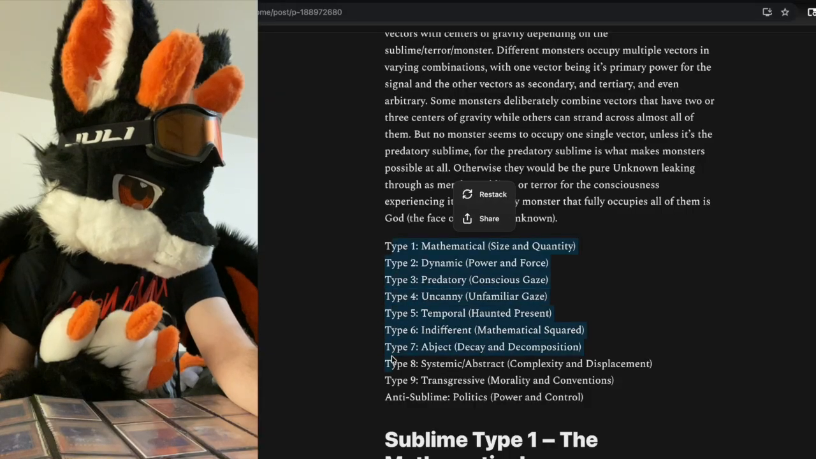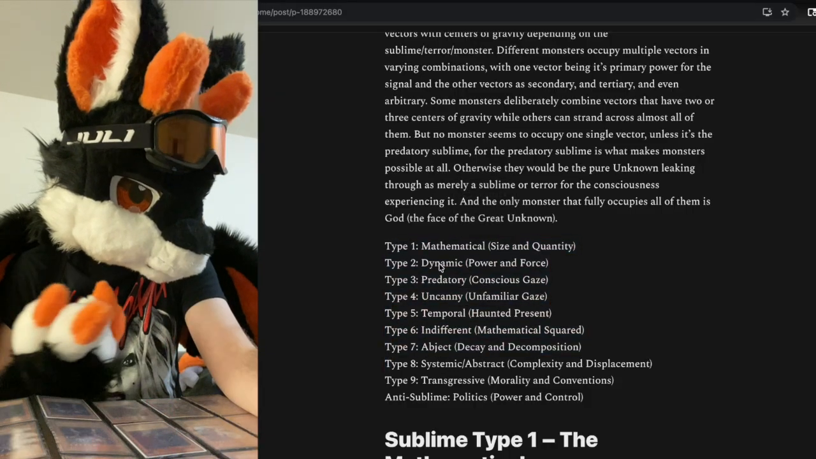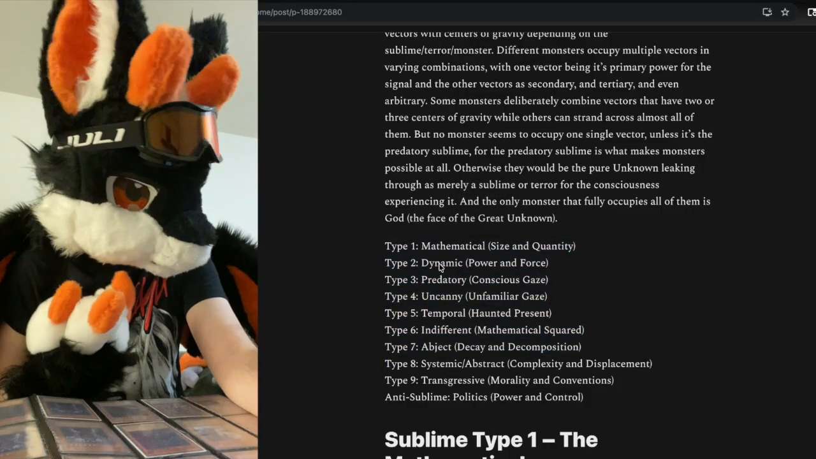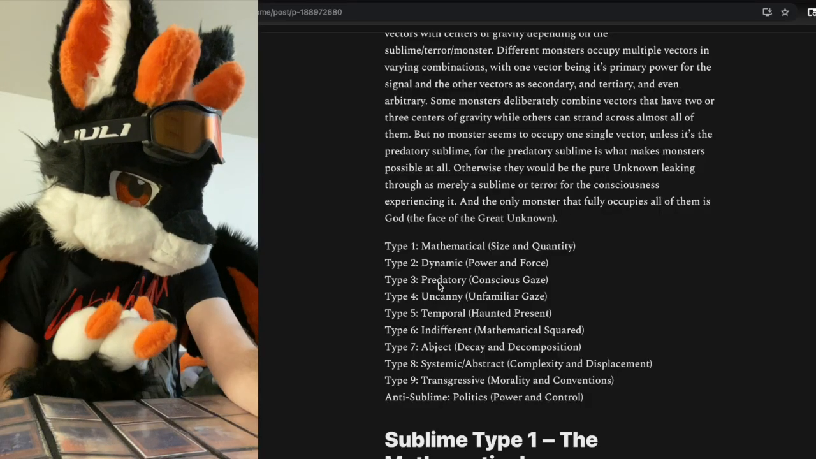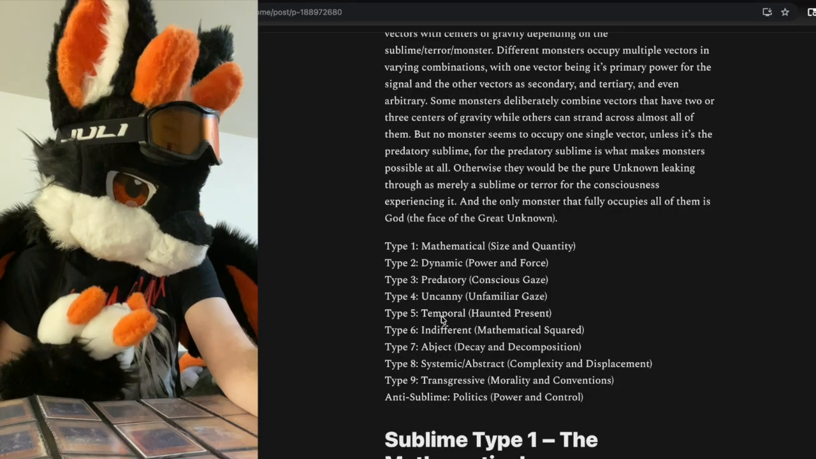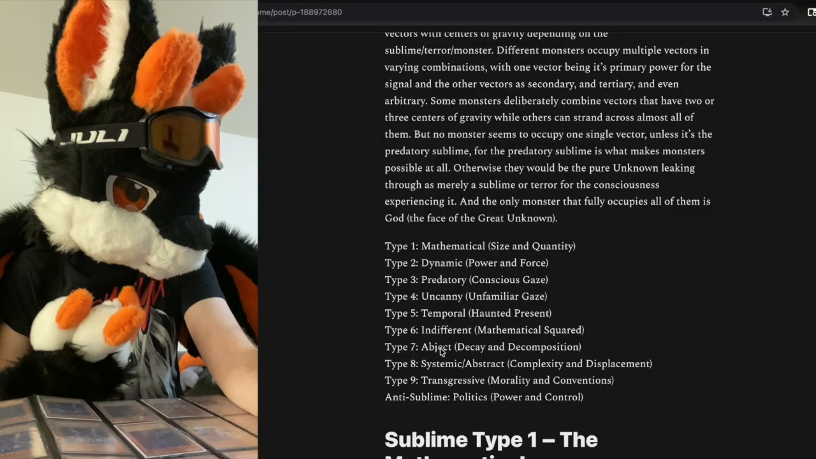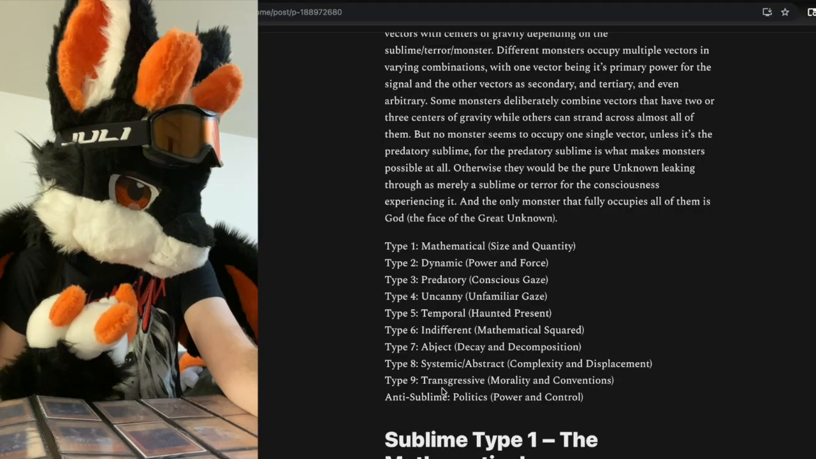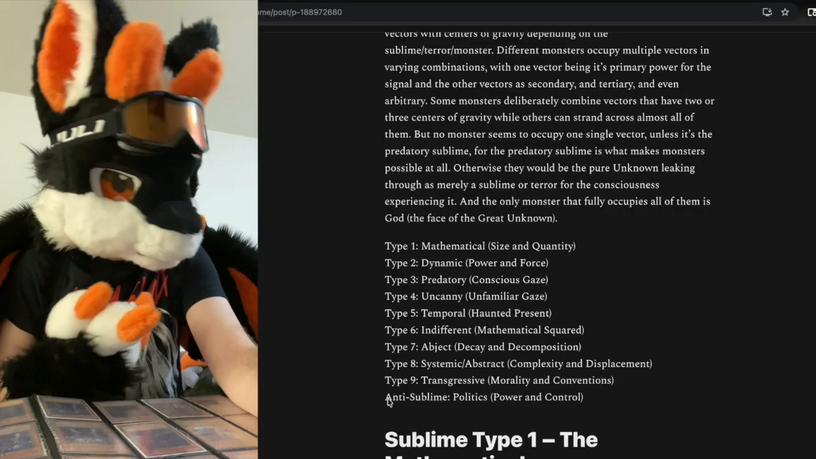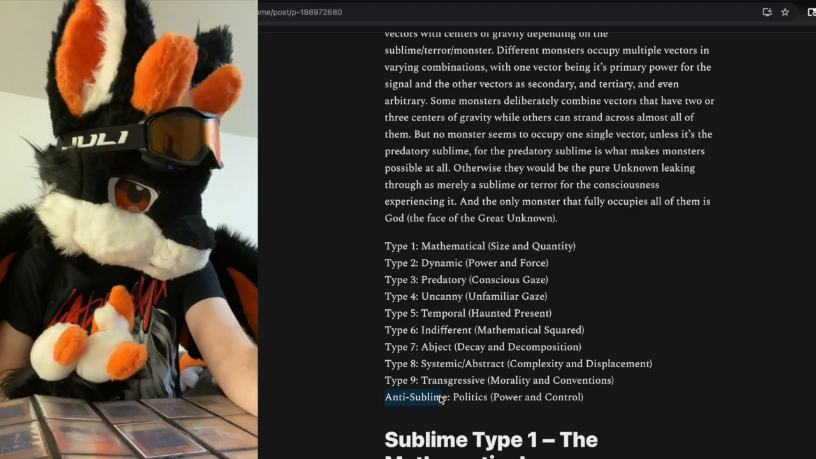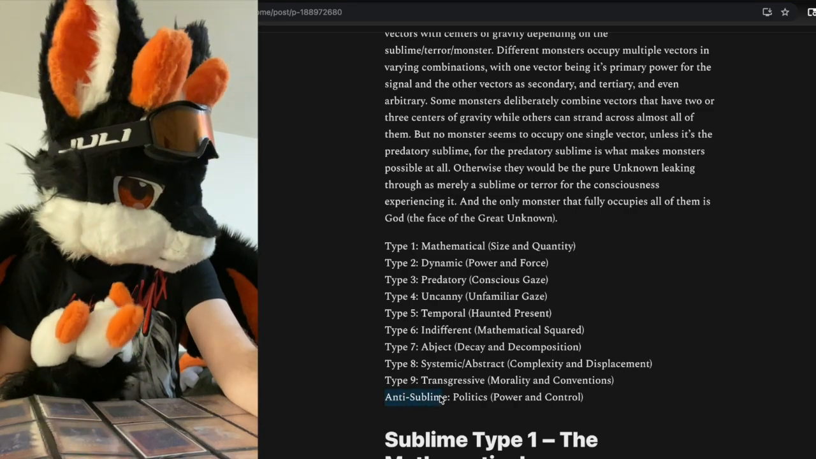So here are the nine types. There's the mathematical and dynamic, which was discovered by Kant. And then there's the predatory, the uncanny, the temporal, the indifferent, the abject, the systemic and abstract, the transgressive, and then the last type, which is the anti-sublime, which is politics.